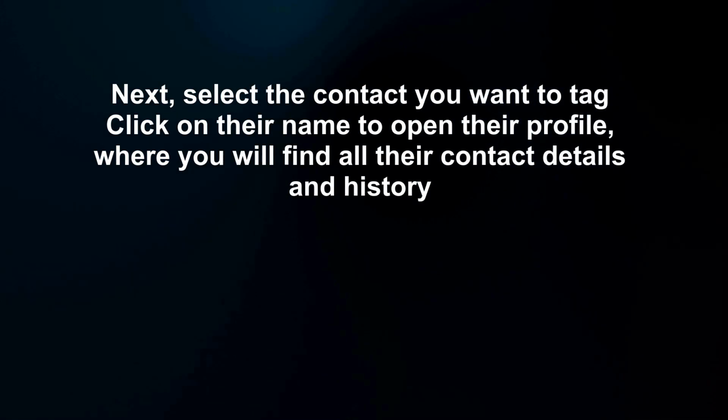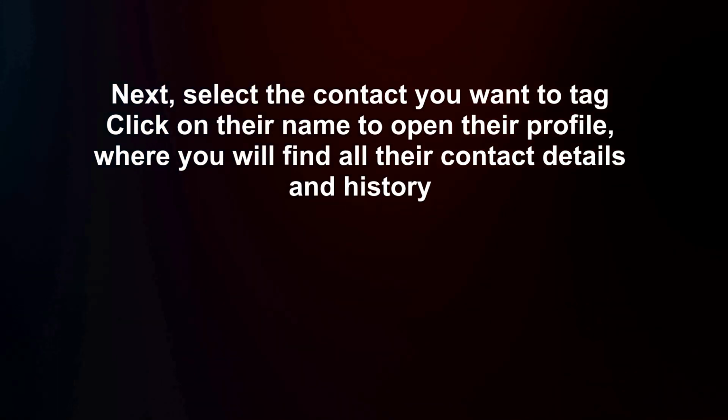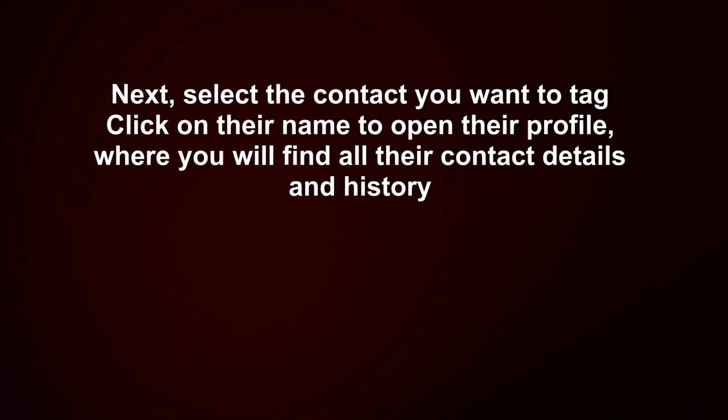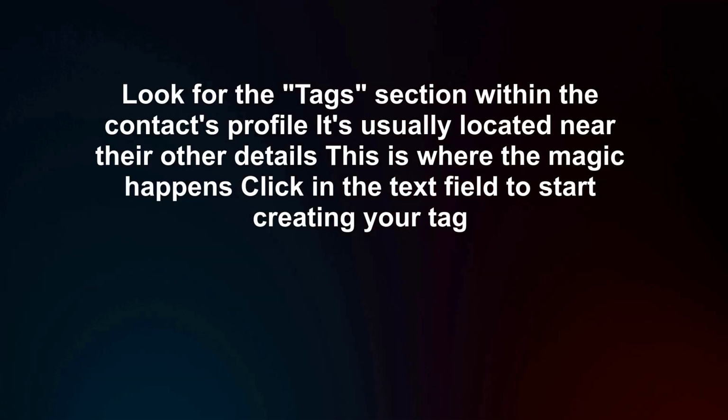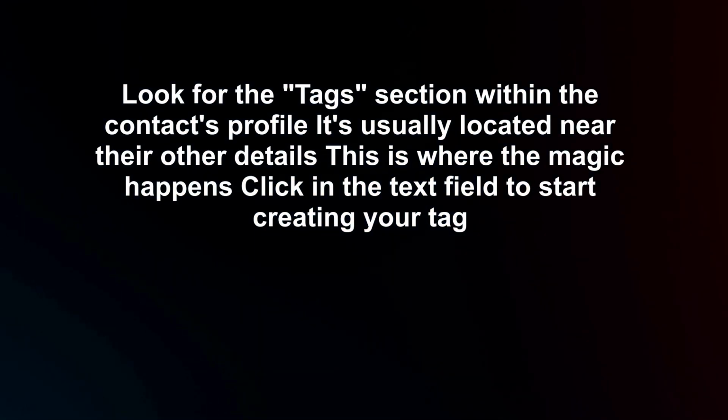Next, select the contact you want to tag. Click on their name to open their profile, where you will find all their contact details and history. Look for the tags section within the contact's profile. It's usually located near their other details. This is where the magic happens.